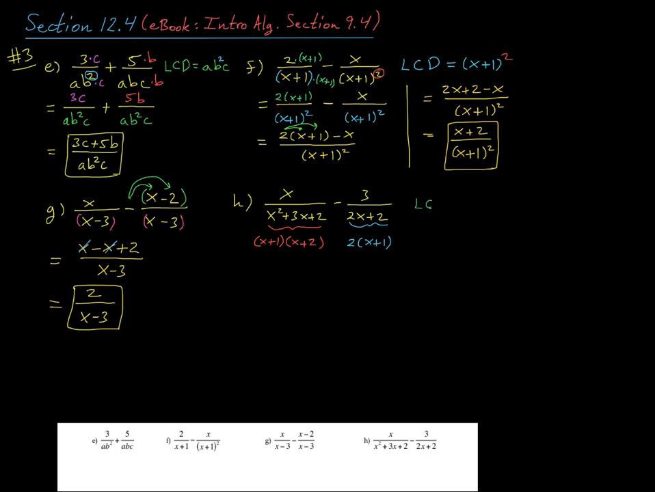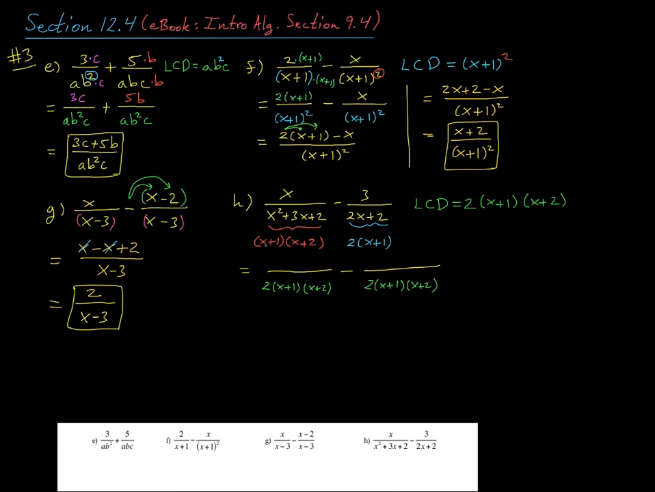And so then for our LCD, I'm going to need a 2. I'm going to need an x plus 1. And I'm going to need an x plus 2. Okay. And since everything just appears to the first power, everything will appear to the first power for the LCD. All right. So now let's go ahead and rewrite each fraction so it has this common denominator. So 2 times the quantity x plus 1 times x plus 2, and then 2 times the quantity x plus 1, x plus 2.